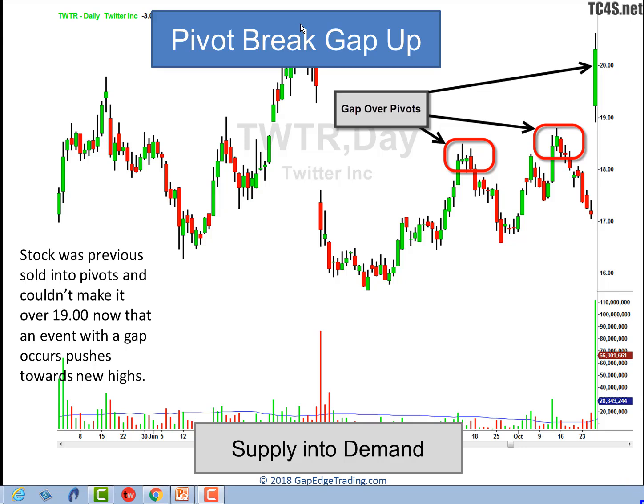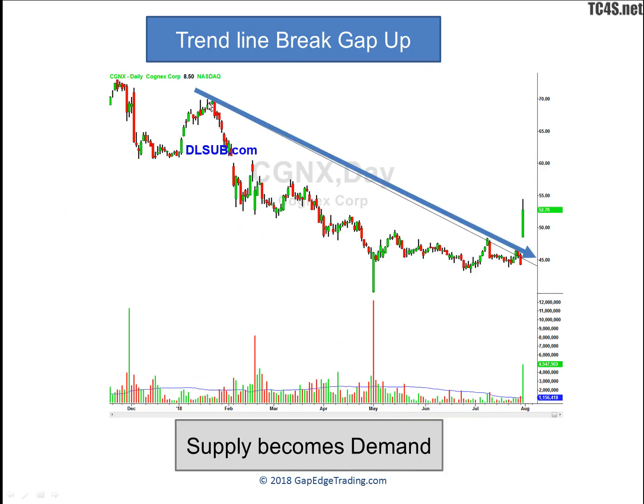This gap up is forcing out the shorts that would short this stock below 19. This gap up creates an event that gives you an edge, because you know you want to be long. So the gap over the pivot changes the previous trend of supply that was below 19. Now the stock's above 19, so the stock is telling you to get long. Now we have a trendline break.